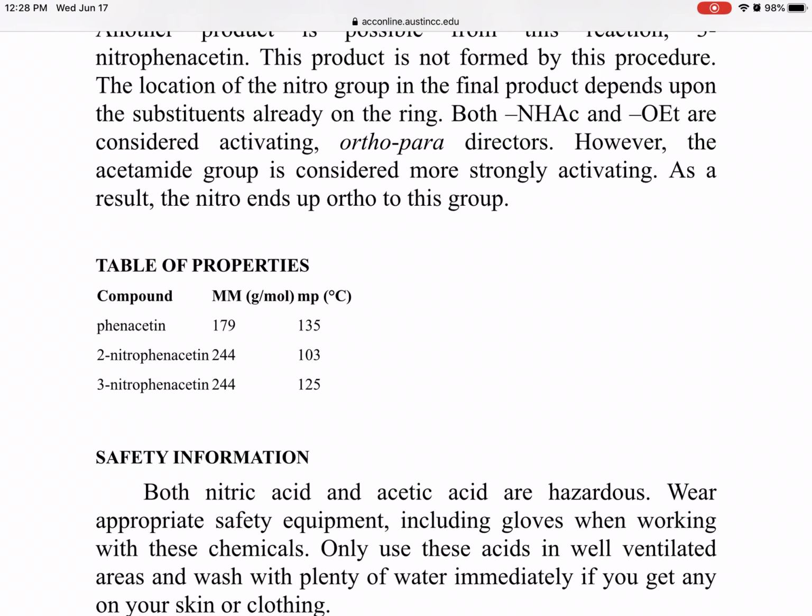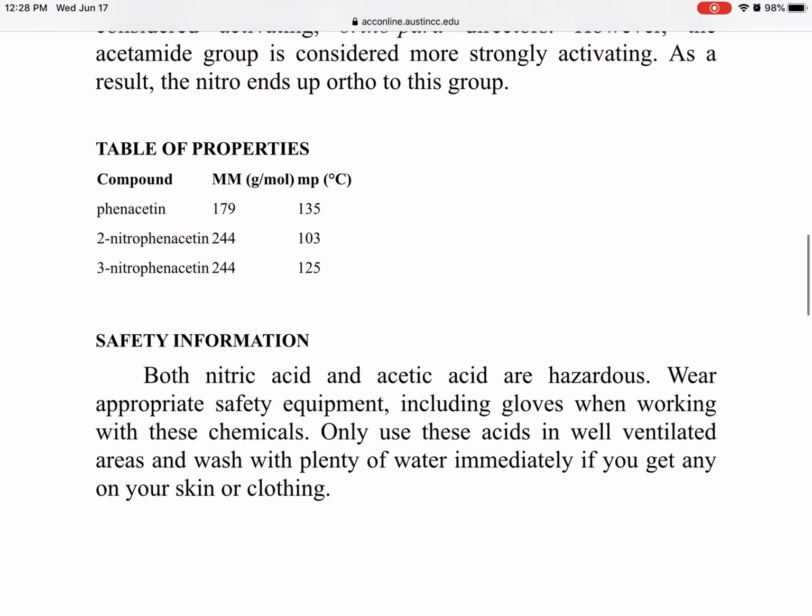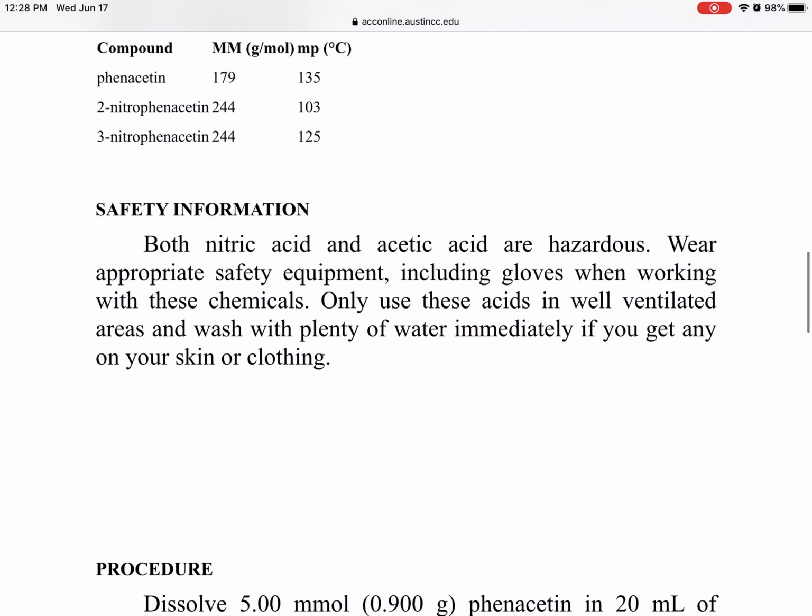Okay. And then the safety information: both the nitric acid and acetic acid are very hazardous. When you are handling any of these reagents, you want to make sure that you wear gloves, you put your goggles on, and also a gown or a lab coat if there is one. So it's simple, and normally we keep the sash of the hood down so you would not inhale fumes. So you have to be very careful, okay?